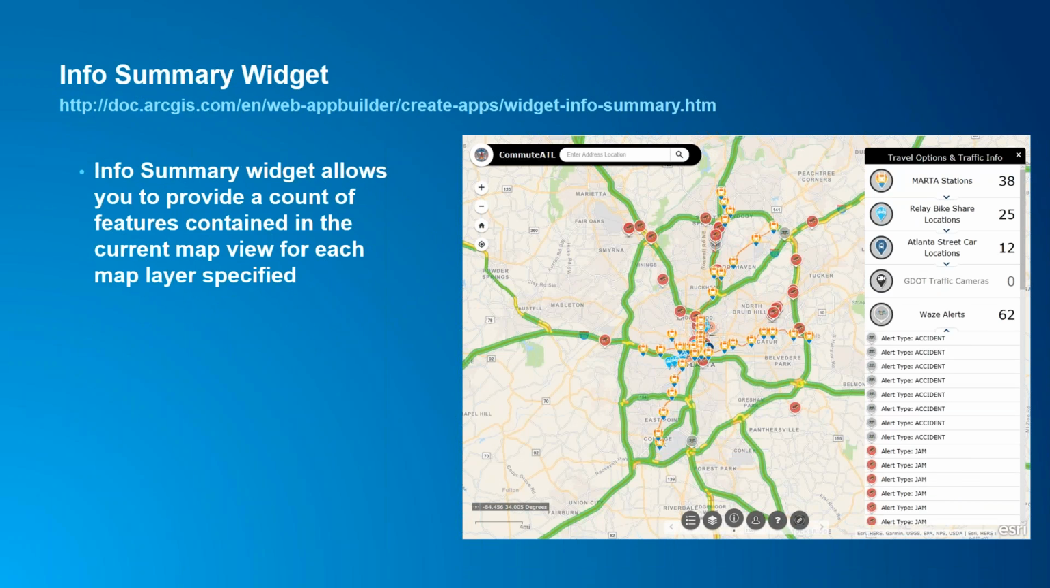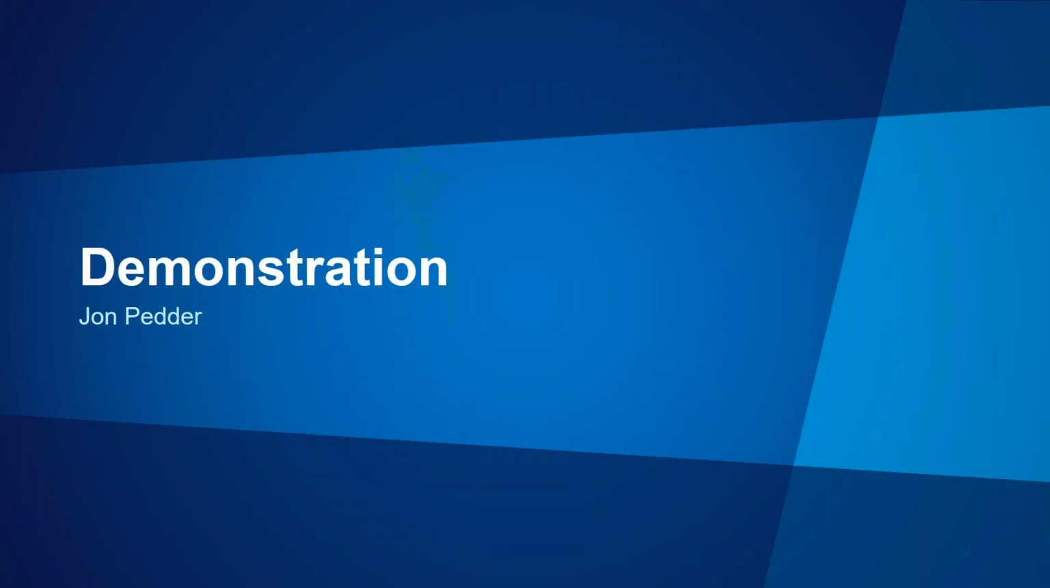So this was instrumental during the recent response to the I-85 collapse outside of Atlanta, and was used in that example to show summary information for things like Waze alerts and traffic cameras, that type of thing. So it's another key widget that we think you'll find value in portraying information really quickly to your decision makers inside your emergency management agency.